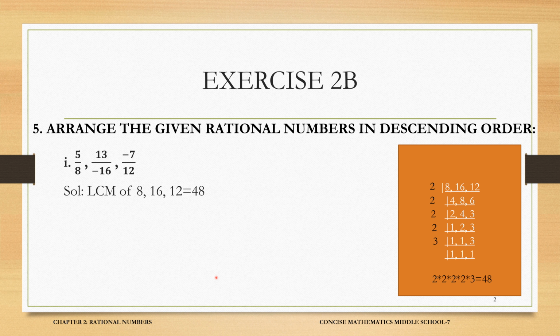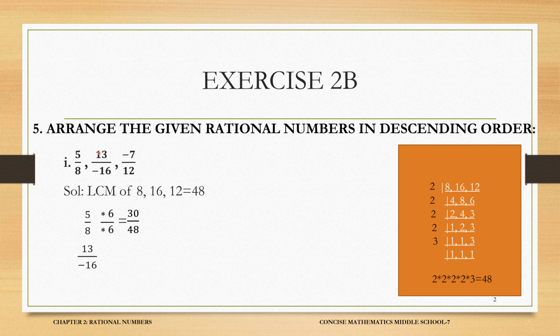So first take the first rational number, that is 5 by 8, and make this denominator into 48. But here it's 8. So 8 should be multiplied with 6 to make it into 48. Just check the denominator, don't check the numerator. Just the denominator should be checked first. So 5 6s are 30 and 8 6s are 48.